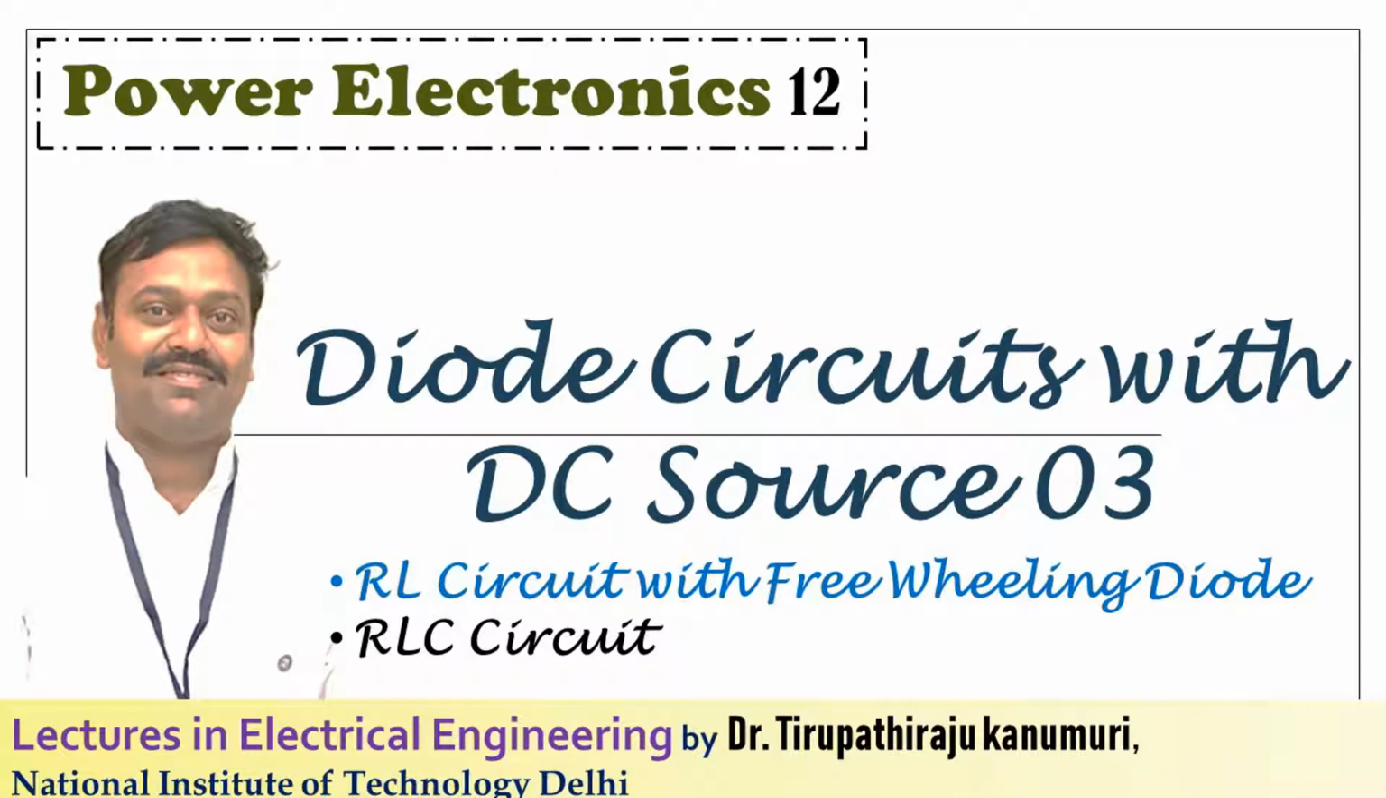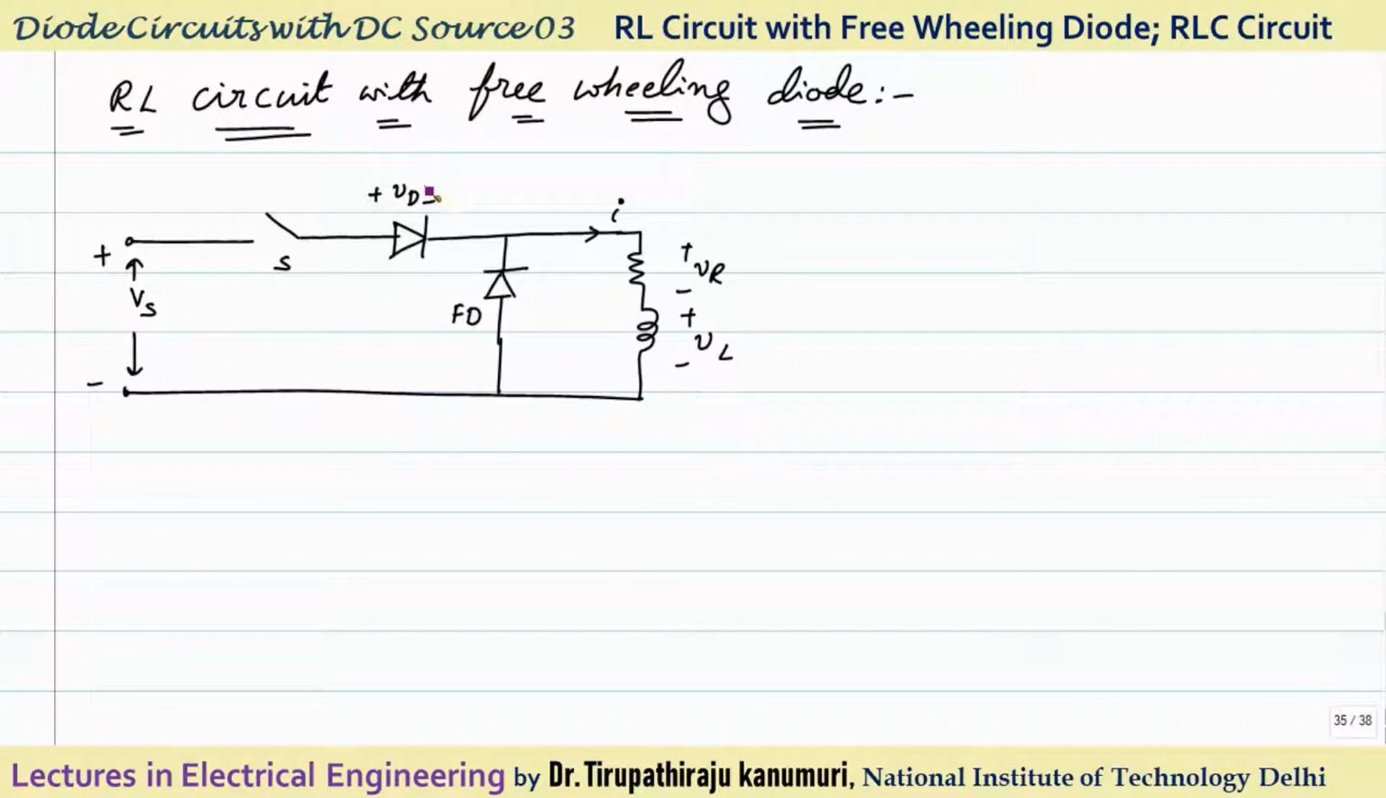Hi all, today we are going to discuss the RL circuit with the freewheeling diode, followed by the RLC series circuit which is connected in association with a diode, and how it is going to respond. So first I am starting with the RL circuit with one freewheeling diode. What is a freewheeling diode? Why is it called a freewheeling diode?